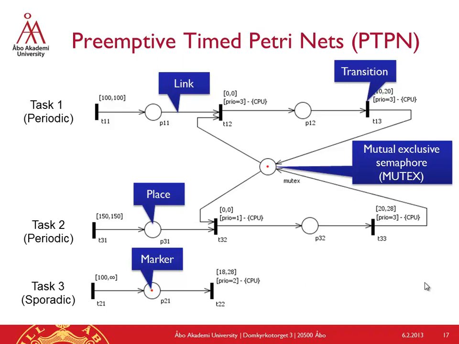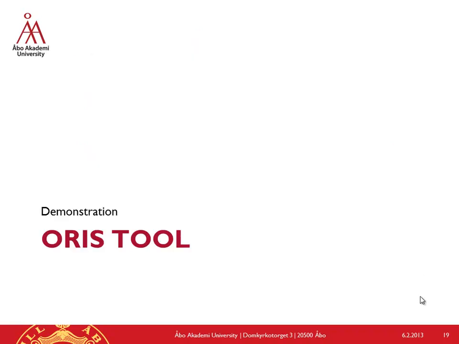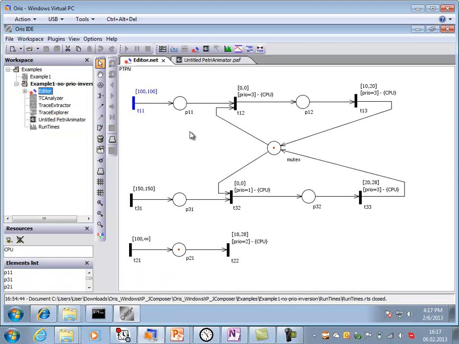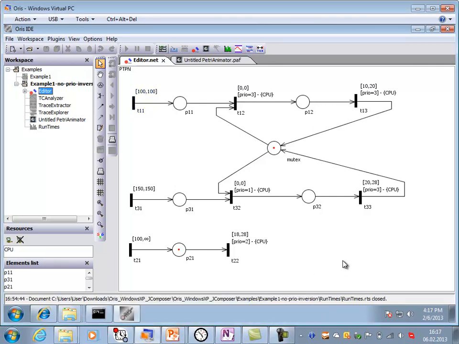This is a model of how we can define some sort of critical section inside of your code, where two tasks, task one and task two, share the same data, or try to get access to the same data. And now I'm going to go to the tool support for these Petri nets, and there's a link for a particular tool. You can download it, try it yourself, and I'm going to demonstrate how this works. Unfortunately, this is in my virtual PC because I just don't want to work on my 64-bit machine, so I have to use it in 32.